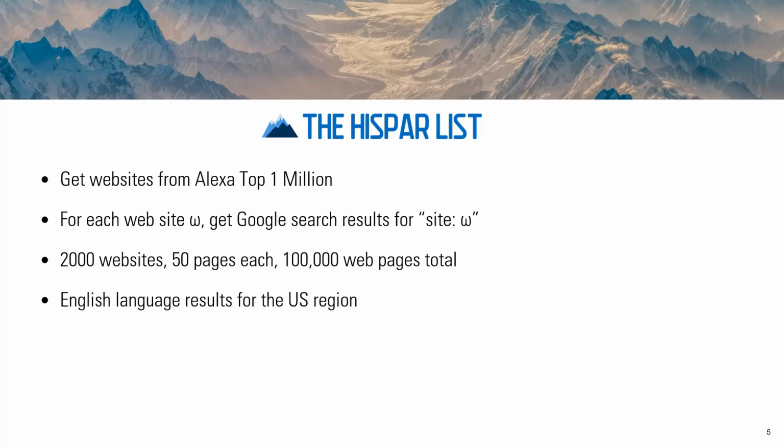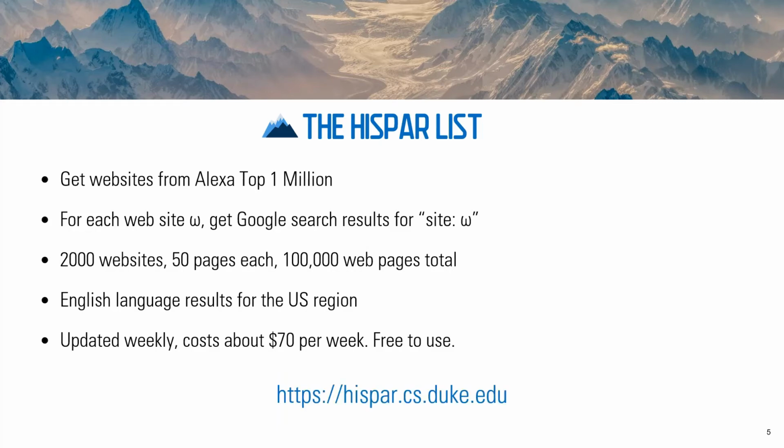We restrict the search results to the English language and set the location for the search to the US region. We update this list weekly. It costs us about $70 per week to generate, but we provide it to other researchers free to use and free to modify. To get the list and the source code behind it, go to the URL here, hispar.cs.duke.edu.